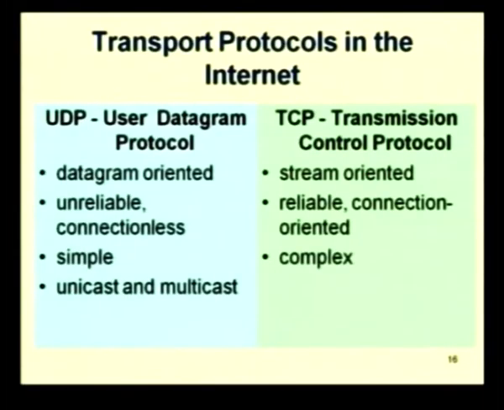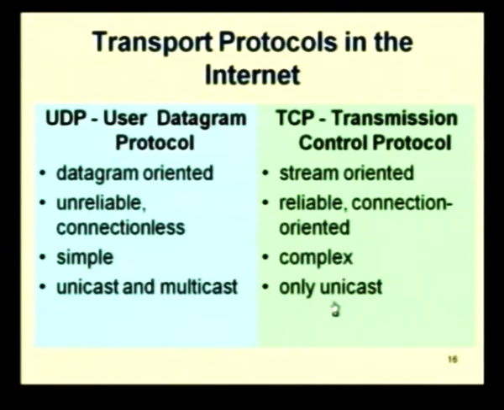Now, third, while UDP is simple, TCP is very complex. Why is it complex? Because it is providing a lot more functionality, so naturally it tends to be complex, and it is used only for unicast. Unicast, because it is a connection oriented protocol, and you need to establish a connection with the other end, only then can you start sending data. So, it is a unicast protocol.